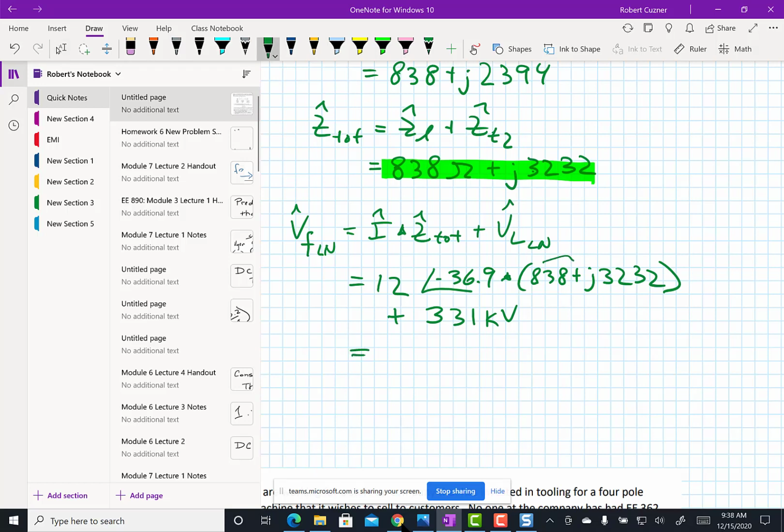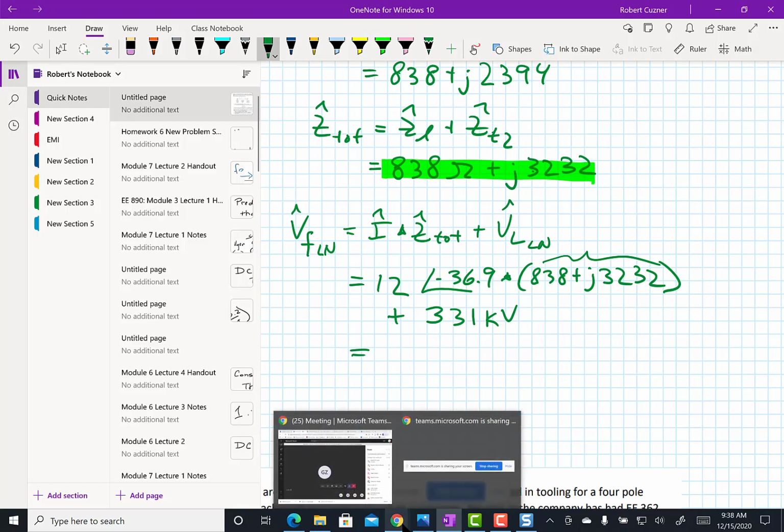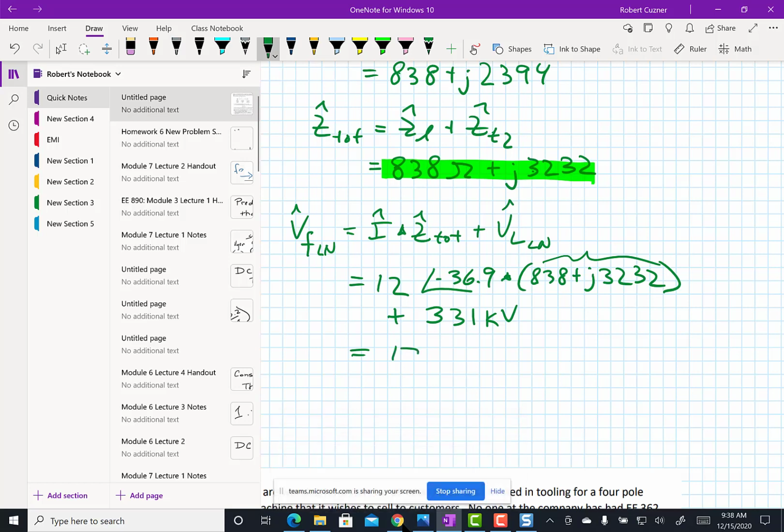So the first thing I'll do is convert this to polar form. The square root of 838 squared plus 3232 squared gives me the amplitude. So that's 3339, and I'm going to have 12 times that.